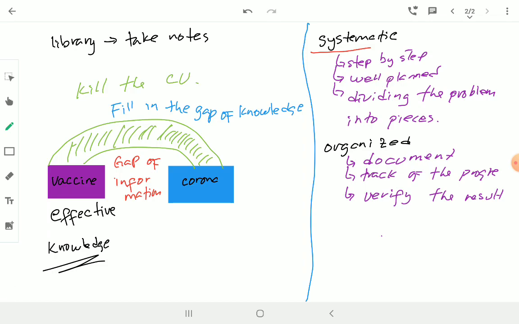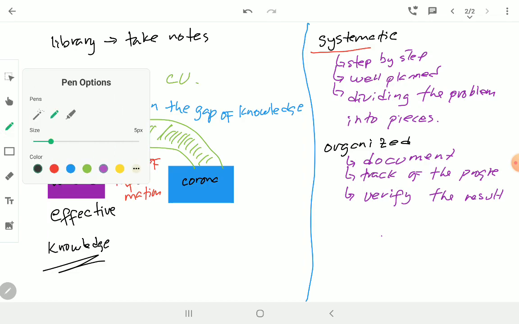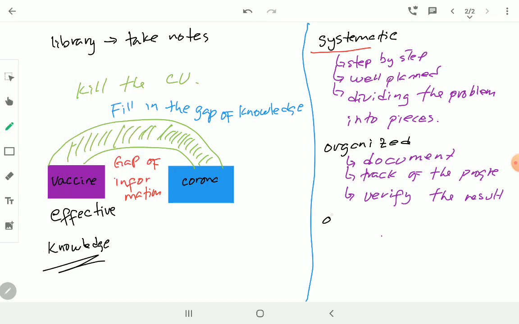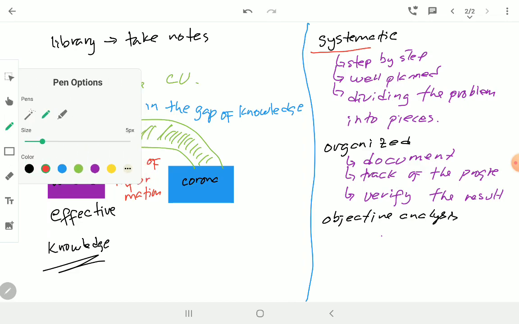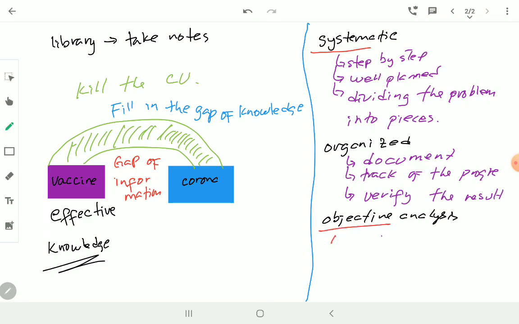All right? What else? It should be objective. Research contains objective analysis. What is objective analysis? By the word itself, objective meaning to say no bias. What do you mean by that?